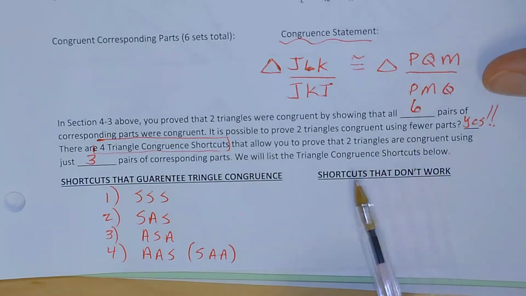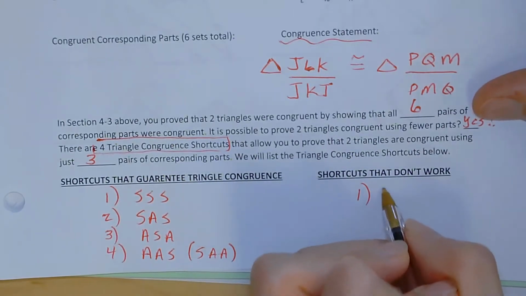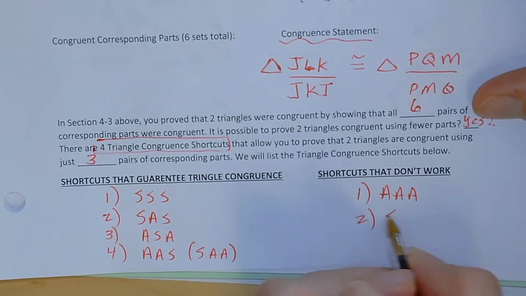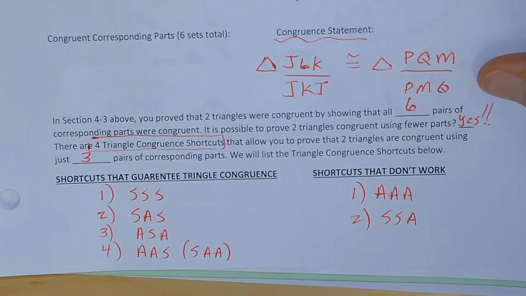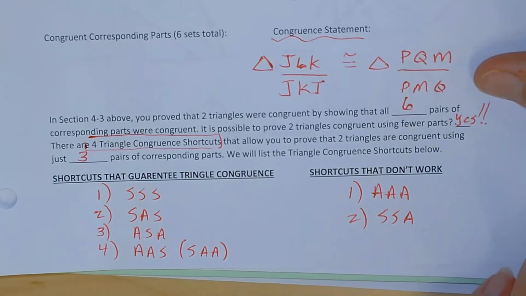Now over here, there are going to be shortcuts that don't guarantee congruence. I'm going to tell you the 2 that do not work. The first one is AAA, and the second one is SSA, or ASS, but we're not going to write that on the paper. So basically, the order of these letters will tell you if something works or not. So let me kind of preview what these are going to do. If you have 3 sides of one triangle that match 3 sides of another, then the triangles are twins, and you don't even have to check the angles.